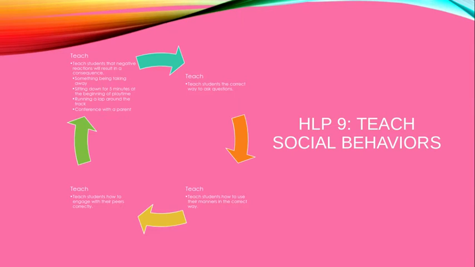The next HLP that I found to be helpful was HLP 9, teach social behaviors. Teach students the correct way to ask questions. Teach students how to use their manners in the correct way. Teach students how to engage with their peers correctly. Teach students that negative reactions will result in a consequence. The few consequences that I have listed is something being taken away, sitting down for 5 minutes at the beginning of playtime, running a lap around the track, and if things get really bad to where you feel like there's just no hope with that child, then schedule a conference with that parent.